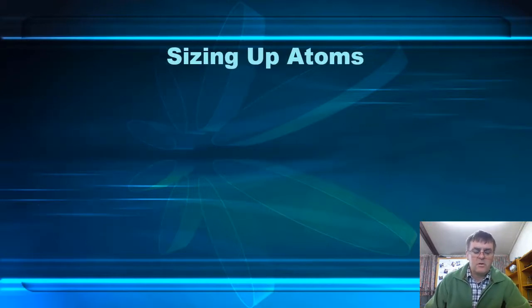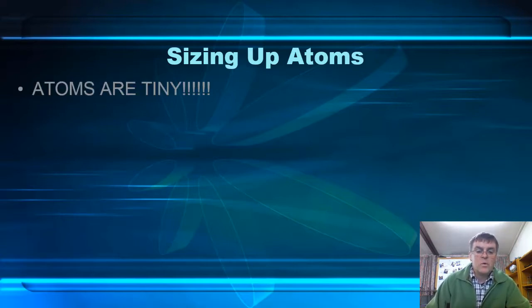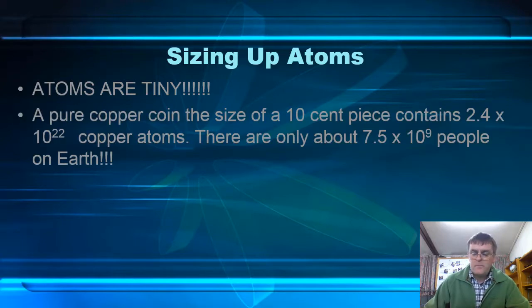How big are atoms? We looked at that a little bit before with the Astrodome example, but they are really, really tiny. So, for example, a pure copper coin, the size of a 10-cent piece, has got, what's that, 2.4 times 10 to the 22, so 2.4 with 22 zeros after it. It's a huge number of copper atoms in it. There's only 7.5 billion people on the planet, so 7.5 billion, that's like 7.5 with 9 zeros after it. 10 to the 22, that's 22 zeros, so that's more than a billion, so that's heaps of atoms.